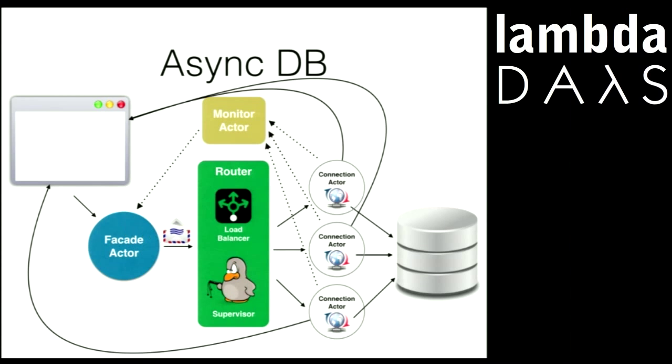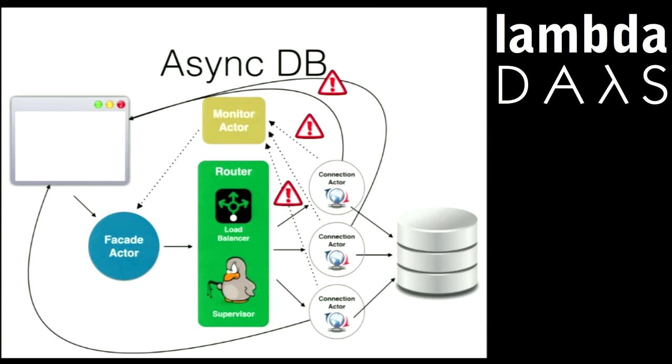So obviously it sends it to the facade actor. The facade actor forwards it to the router. The router uses the load balancer to send it to one of the connection actors, and that gets executed against the resource. Now, if everything is fine, the result message is going to be sent directly to the client, bypassing all the other stuff. But what is more interesting is what's going to happen when there is a failure.